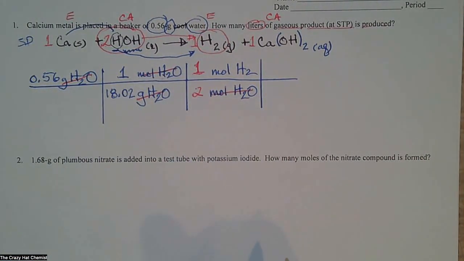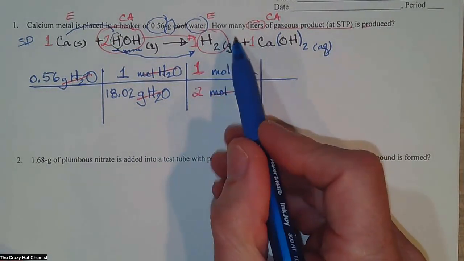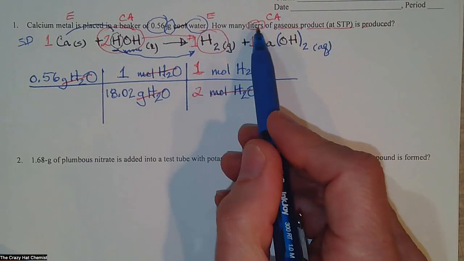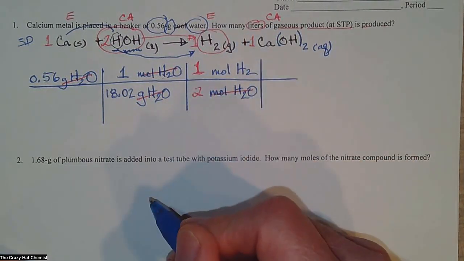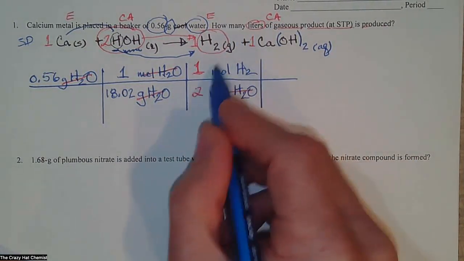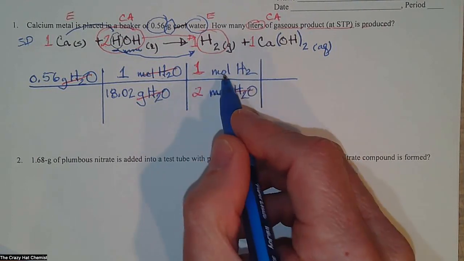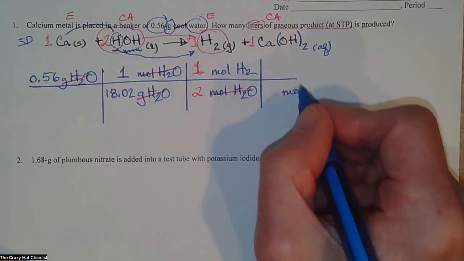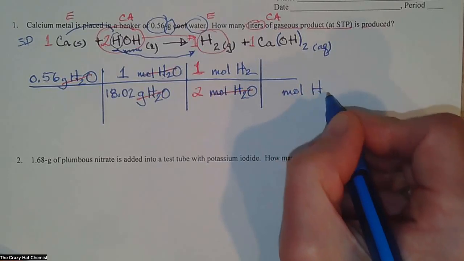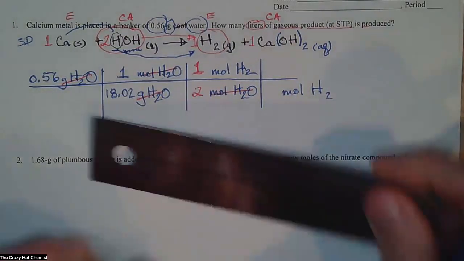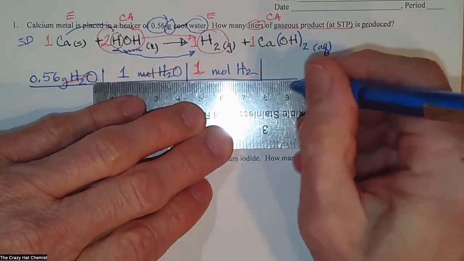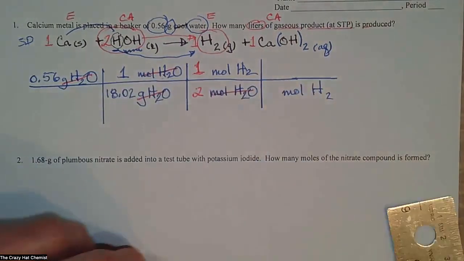And I'm not quite done because I want to get to the units the question is asking for, and it's asking for liters of this gaseous product. So whatever these units are in the numerator, those same units need to be in the denominator of the next term. So that's moles of H2. We'll continue this line just a little bit more.